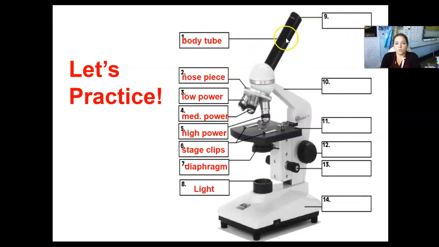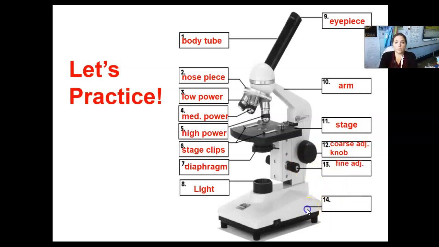Number 9, so if this is the body tube, that's the eyepiece. That's where you put your eye to look through. Right here, that thing goes along the back. Some of them are curved more, like your arm. 11, that's the stage, where your stage clips are put on, where the slide is put in. 12, this is your coarse adjustment. It's that big knob. That's where you go up and down, and you just get it so that it focuses. And then to fine tune your focus, you use your fine adjustment.